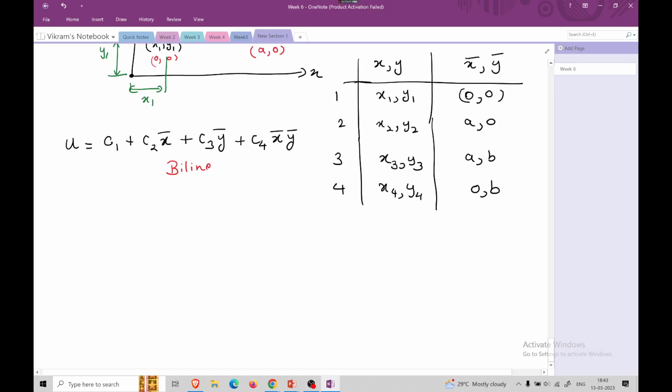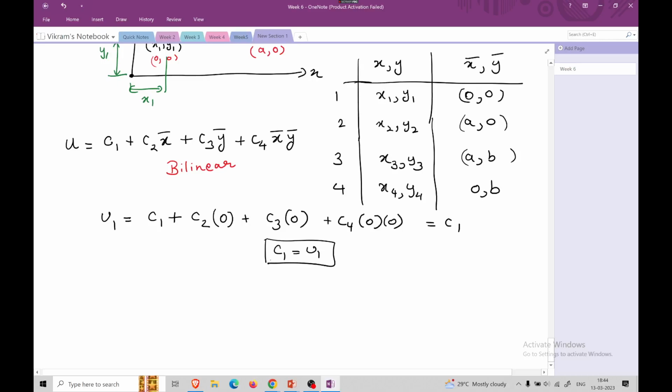So we might have seen this in the last session also. So I'm again repeating. This is my expression. I'm going to simply substitute these 4 points one by one and generate U1. So U1 is equal to C1 plus C2 times x bar, which is 0, and this is also 0. So this is nothing but C1. So my C1 is nothing but U1. Simple. So we got one equation.